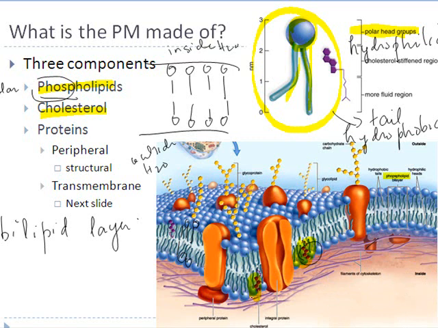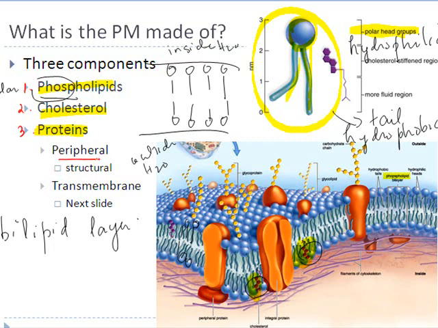So I see some over here and I see some over here. Now these will give it strength and keep its fluidity also. The other component of the plasma membranes are proteins. Now the proteins that are present are of different sorts.